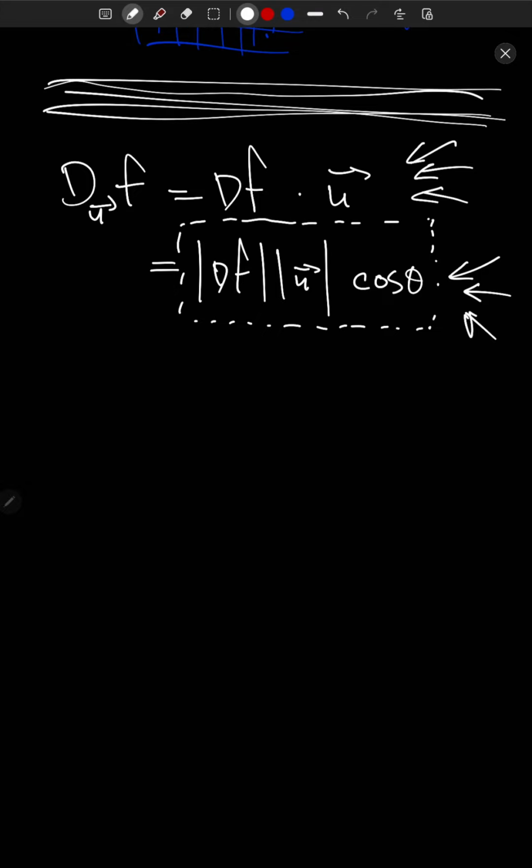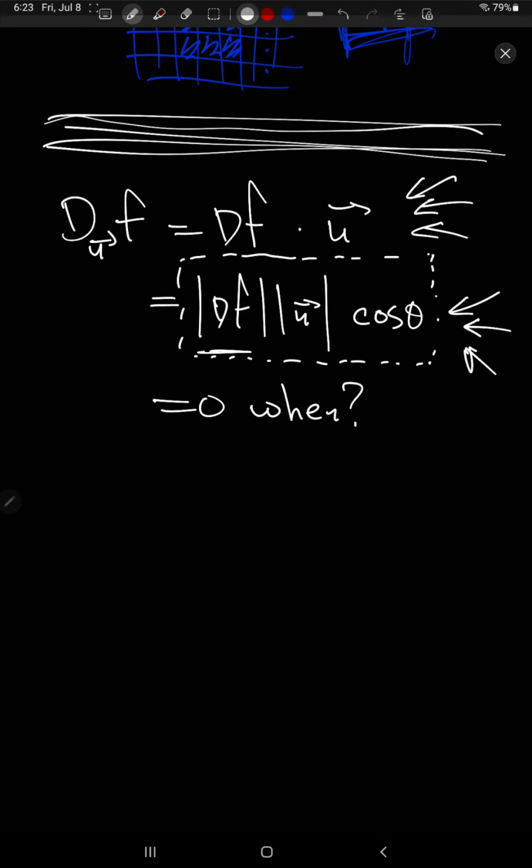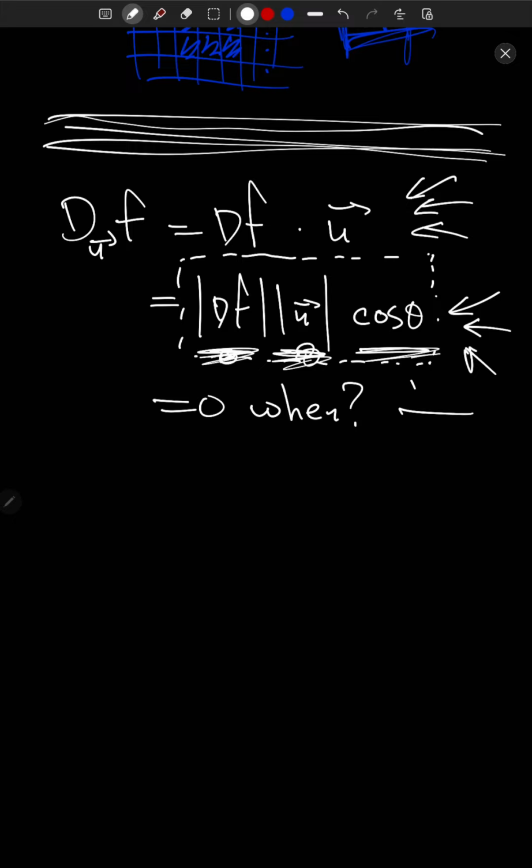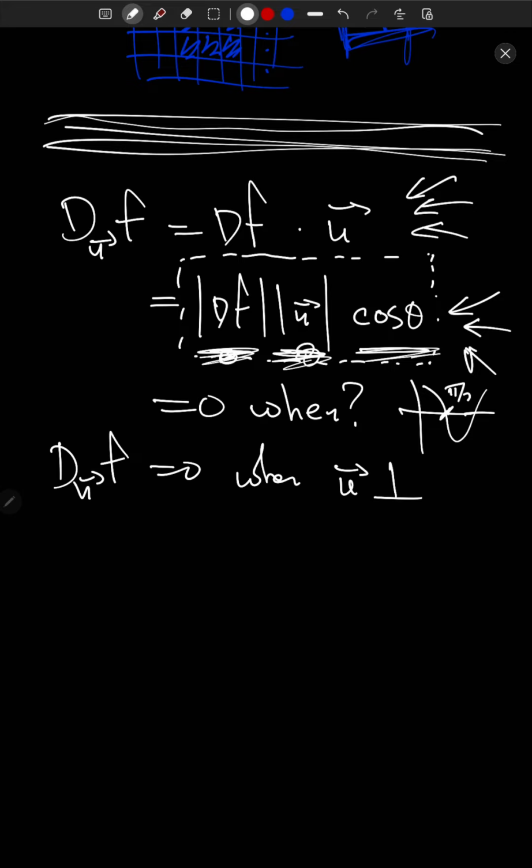In any case, when is this equal to 0? Well, if the gradient is not 0, which it could be, but if it's not, then that first term is not 0. U always has length 1, it's a unit vector, so that's exactly 1. Cosine theta, when is that 0? Here's a graph of cosine theta, and it's going to be pi over 2. So D sub u of f is equal to 0 when u is perpendicular to gradient f.